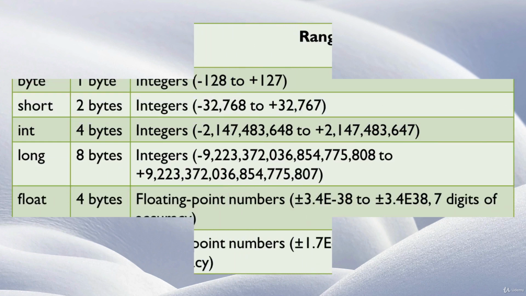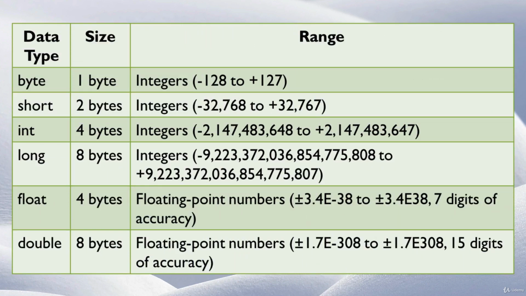Now let us look at the different types of primitive data that we can get in Java. In this table you can see the data type, the size and the range of the specific data type. Byte, short, int and long are all integer data types of different sizes. Note that a long data type can store 8 bytes and an int data type can store 4 bytes. Float and double are floating point numbers or real numbers and can store 4 bytes and 8 bytes respectively.